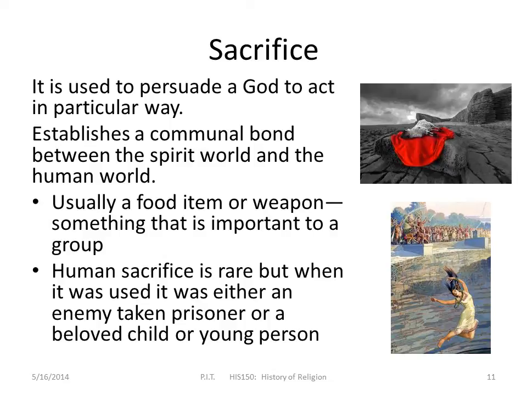Human sacrifice is rare. But when it was used, it was either an enemy taken prisoner or a beloved child or young person. And here you see the traditional young female virgin being sacrificed. And again, these are very important because that young female virgin represents the potential and future of the tribe or community. She is the future mother of children in this community, and to sacrifice her is one of the great sacrifices that a community can make.